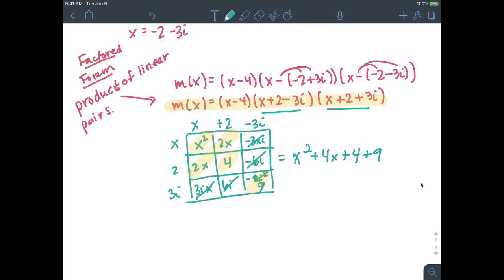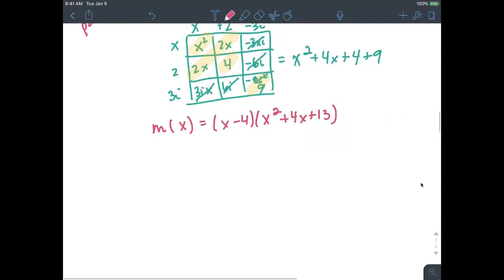All right, let's go ahead and write this out just so we can see what's going on. I still have x minus 4 as a factor, and now I've combined the imaginary factors to give me x squared plus 4x plus 13.